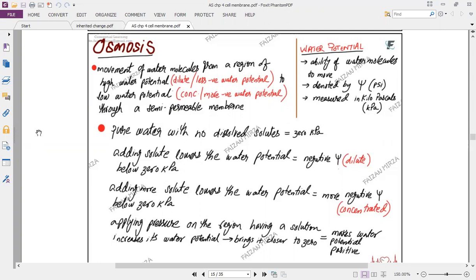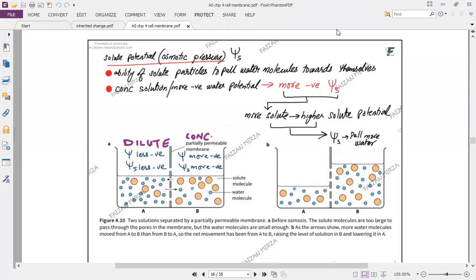If you apply pressure on the region having a solution, it increases its water potential and brings it closer to 0 and makes the water potential positive. So the addition of solutes lowers the water potential, and application of pressure increases the water potential. Water potential is denoted by the Greek letter psi, and it is measured in units of kilopascals. Osmotic pressure or solute potential is denoted by psi s.